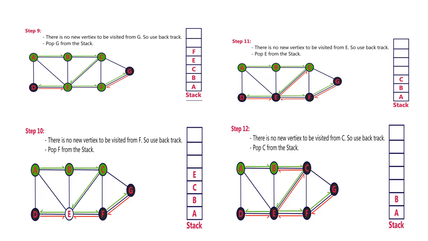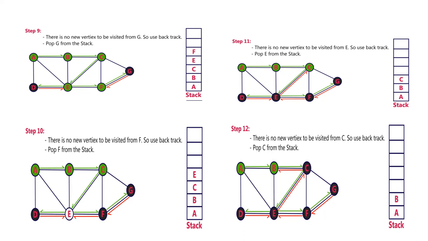So we are going to do the backtracking and pop G and come back to F. From F, there are no unvisited vertices, so we are going to backtrack and pop it from the stack. And from E, we check and there is a new vertex, that is D, which is going to be visited and put on the stack. From D, we again do the backtracking and come back to E. There is no new vertex.